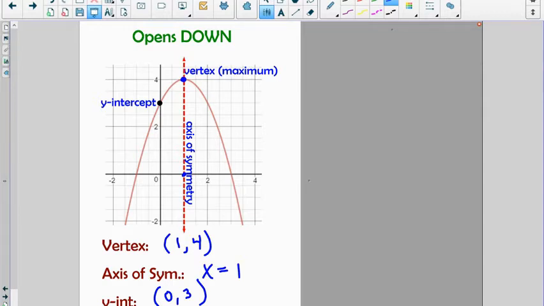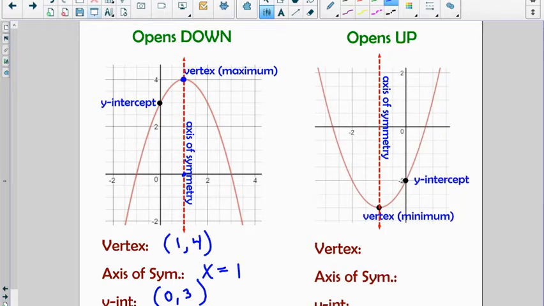Let's do the same thing for the other graph here that opens up. The only difference this time is because the parabola opens up, the vertex is actually a minimum. But the coordinates of the vertex are still x and y coordinates. So the lowest point, my minimum down here, has an x coordinate of -1 if I follow it up to the x-axis. And if I follow it over to the y-axis, that would be at -3 using the clues from the graph.